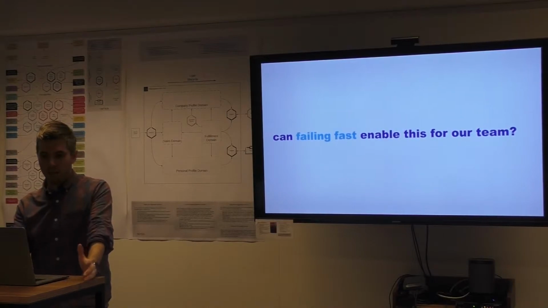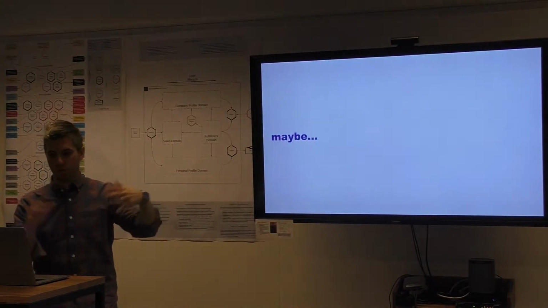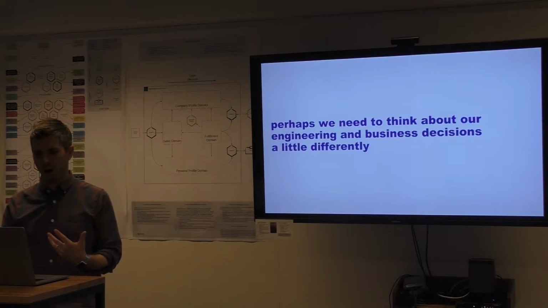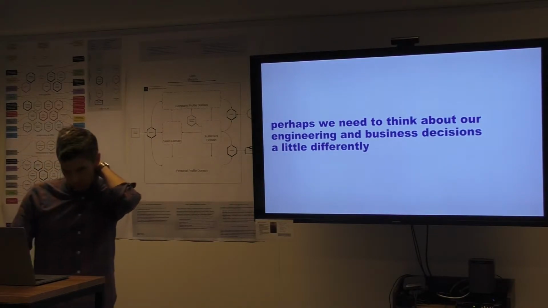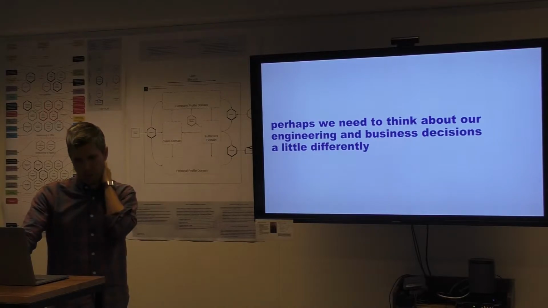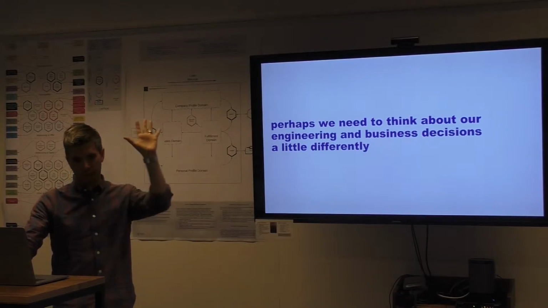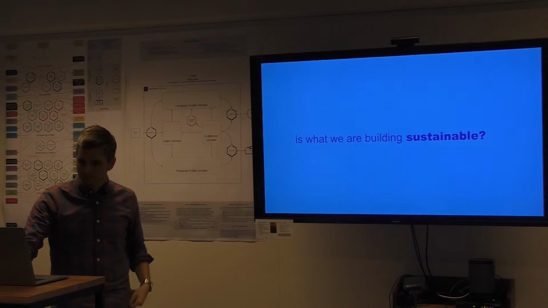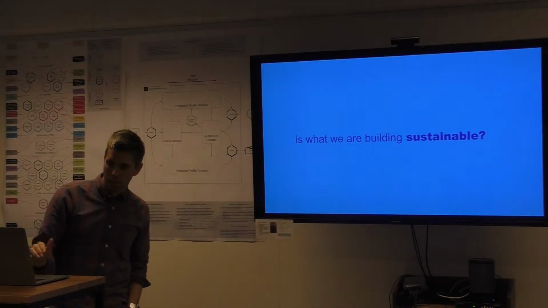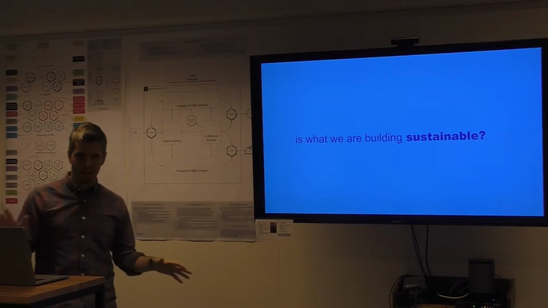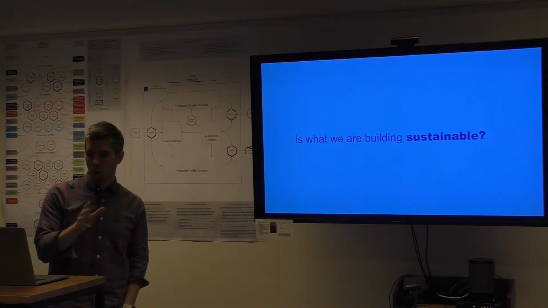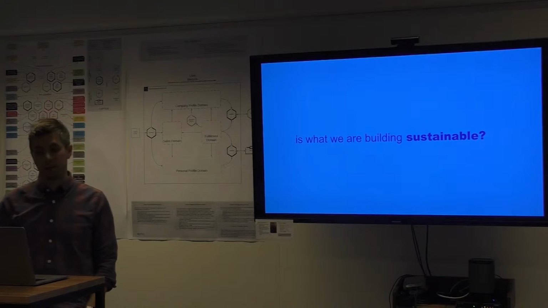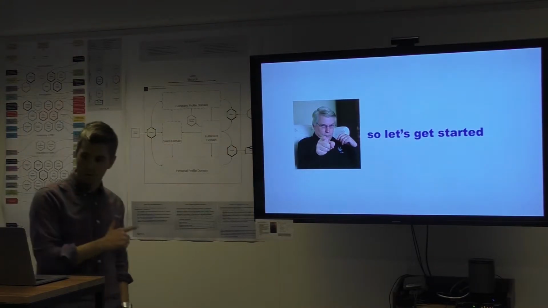But yeah, can Scrum enable this for this team? Can failing fast? And then of course the answer is often maybe. For the teams I've been working with at Bowl.com, perhaps we need to think about things a little differently than these dogmatic ways of working. Maybe look at an even more grand, existential concept, but thinking about the software we're developing for now: what are we building? Is it sustainable? And so, shout out to Uncle Bob.